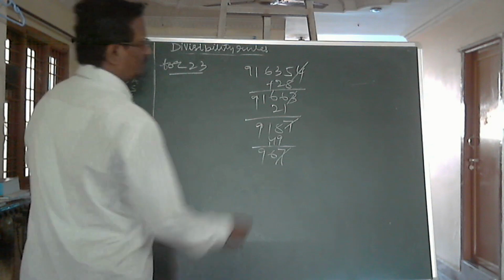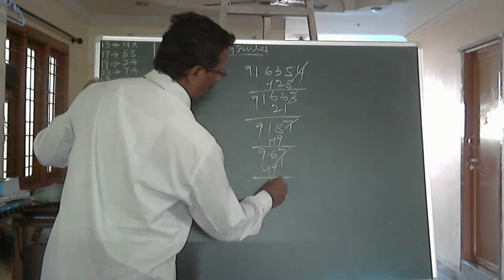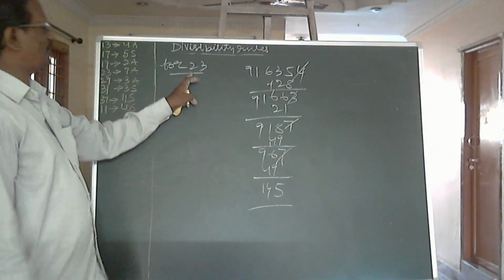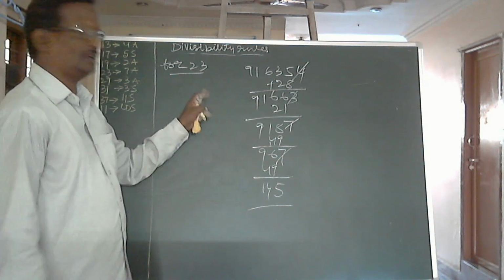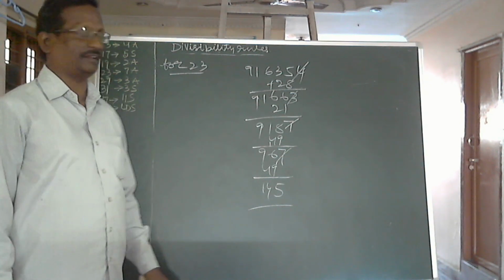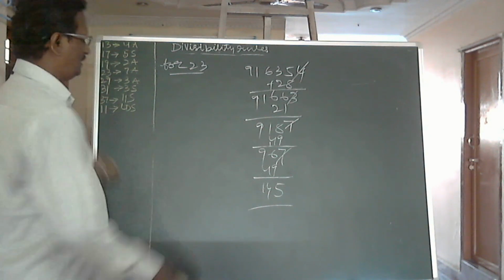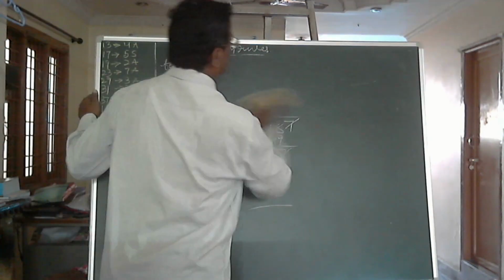Again 7 times. 7 7s are 49. Add 9 plus 6, 15. This is 14, 145. Is this 145 divisible by 23? No. Therefore, the number is also not divisible by 23. So very interesting. Next divisibility rule for the next prime number is 29.